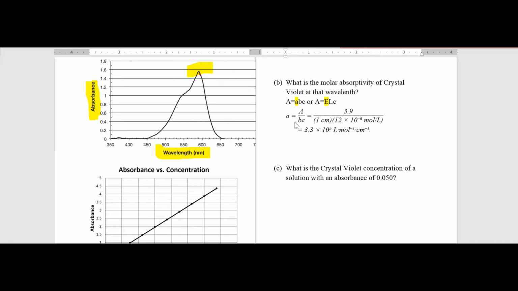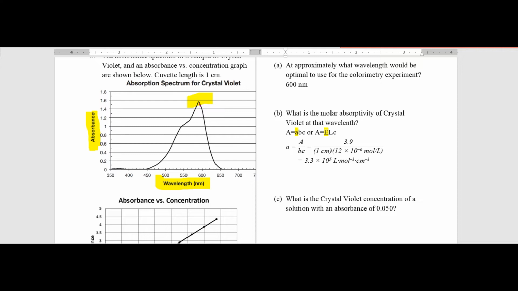So I rearranged the formula. I divided BC to both sides, so now I have the molar absorptivity just by itself. That way we can just plug everything in and get our answer immediately instead of having to rearrange it at the end. So A, the absorbance right there, if you look up here at 600, we're going to plug in the absorbance for that peak.